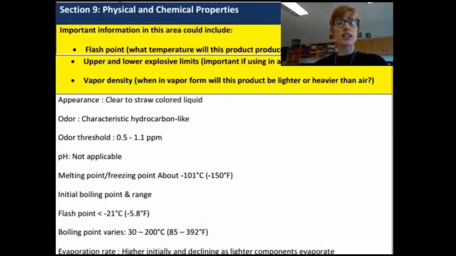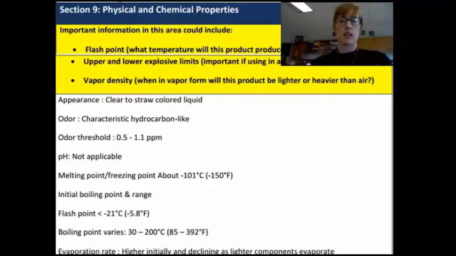And lastly, section 9 tells us the physical and chemical properties of the chemical. So it tells us what temperature this product will produce harmful vapors. It'll tell us the explosive limit. So that's important to know if we're in like a confined space using a chemical inside.